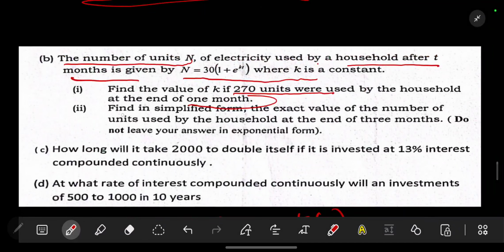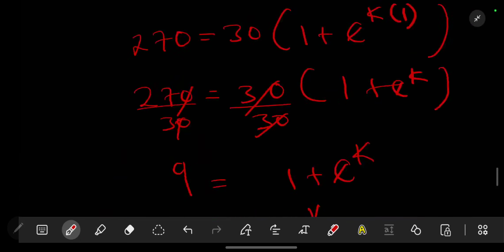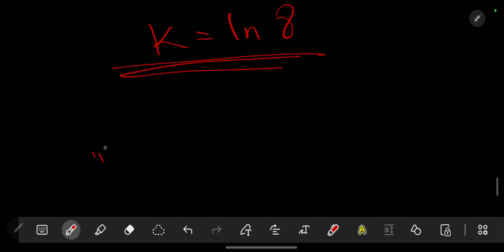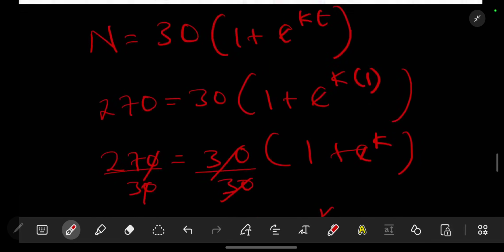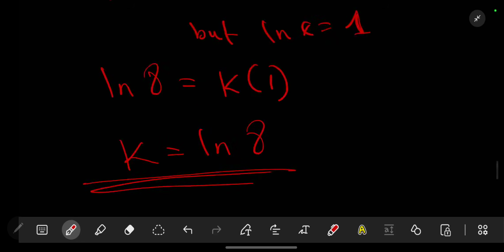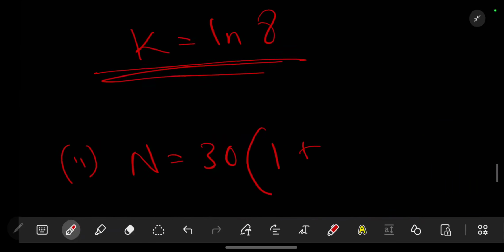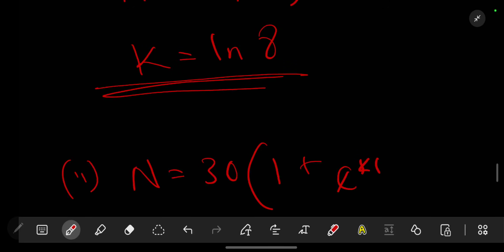Then the next part says find, in simplified form, the exact value of the number of units used by the household at the end of 3 months. Do not leave your answer in exponential form. So how do you solve this one? The formula that they have given us is n equal to 30 times 1 plus e to the power kt.